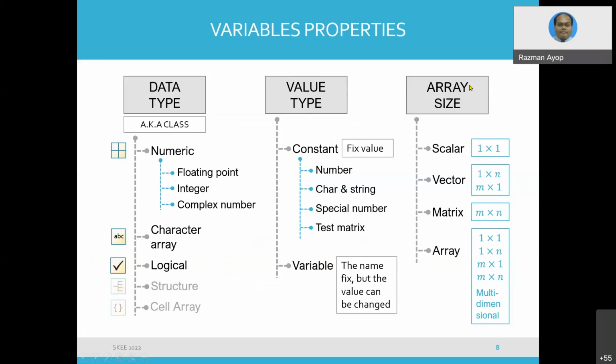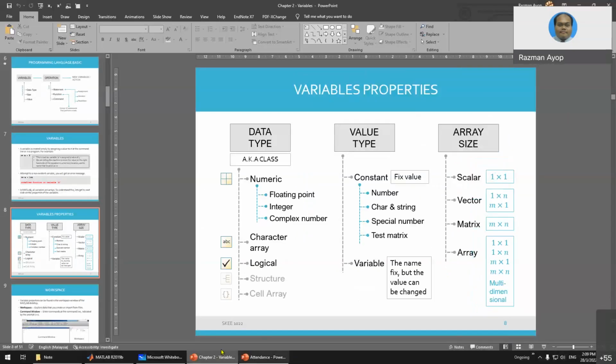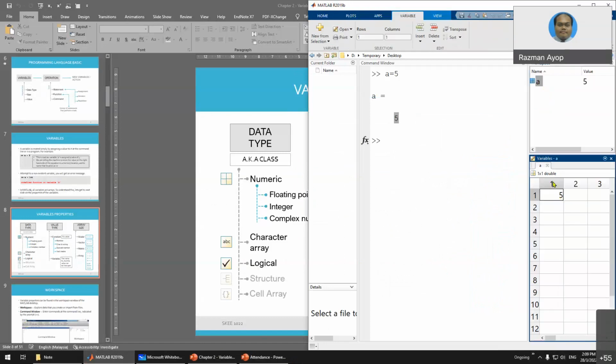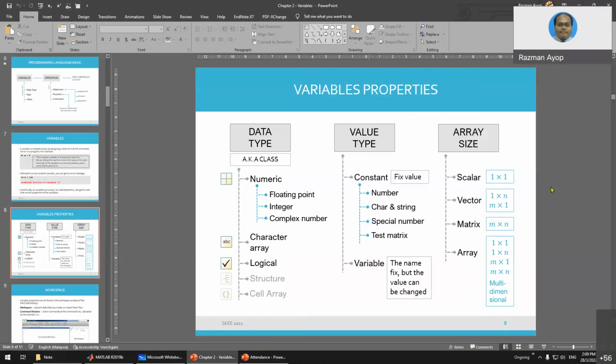So it can be either a constant or a variable. Okay, this one is also important, these terms: array, vector, matrix, scalar. Matrix and array are almost the same. Scalar is basically 1 multiplied by 1. So this one is a scalar because it is 1 multiplied by 1. You can see here, 1 multiplied by 1 double. So 1 multiplied by 1 is the size.